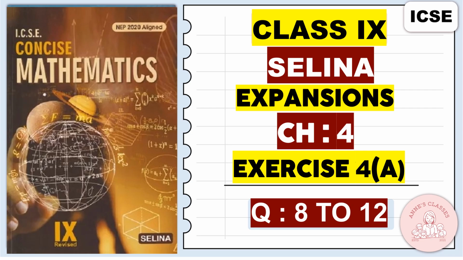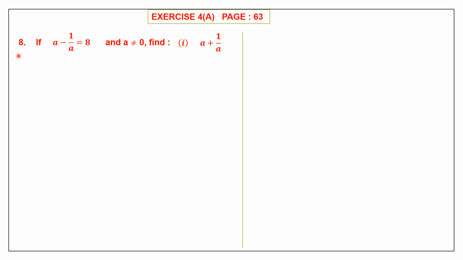Let's do expansions, chapter 4, exercise 4a. Question 8. If a minus 1 by a is equal to 8 and a is not equal to 0, find the first one, a plus 1 by a.